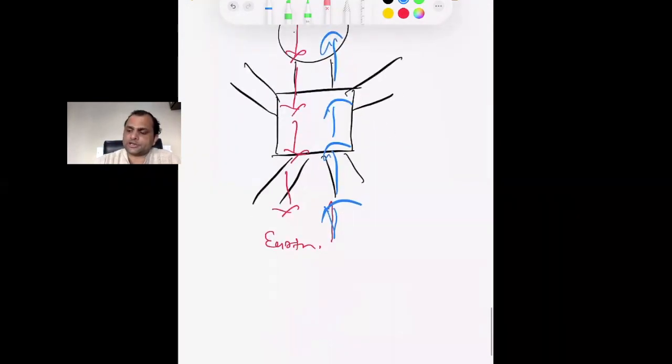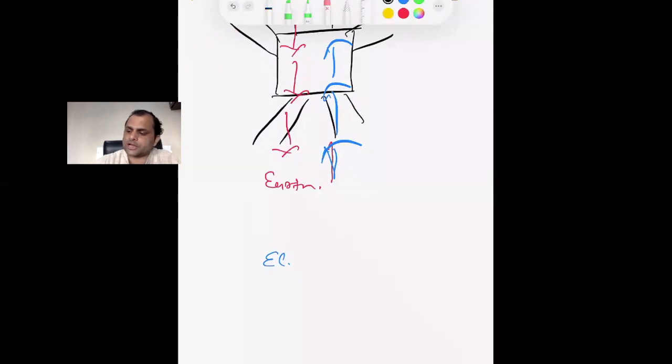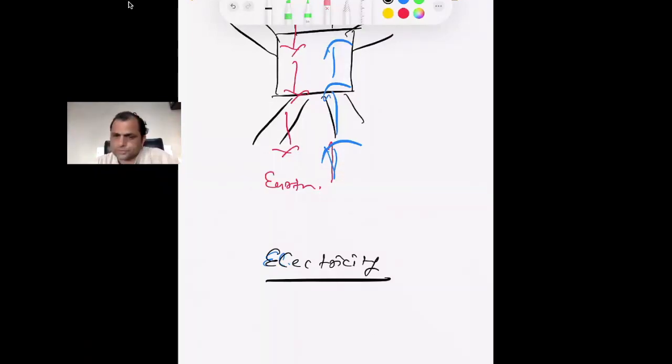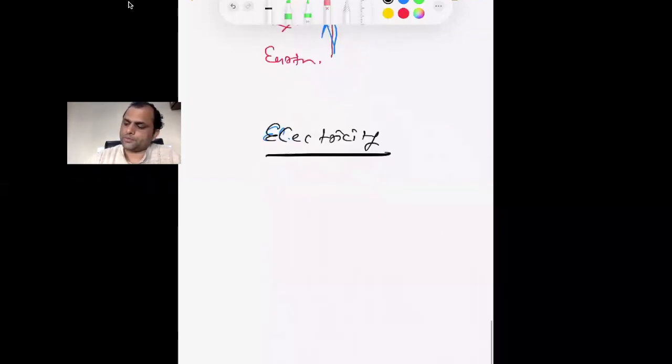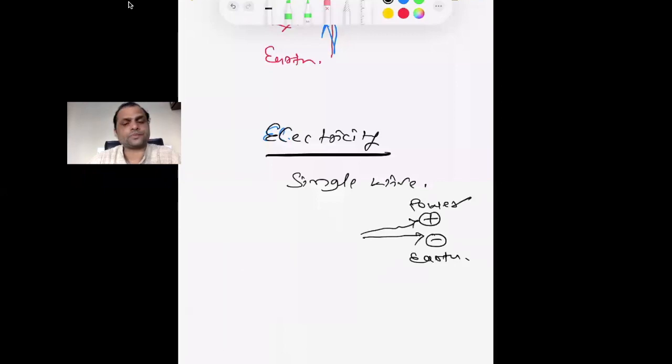Like if we want to use electricity, we cannot get electricity from a single wire. We need a minimum of two wires if we want electricity. One is plus, one is minus. One is called power and another is called earth. With the combination of power and earth, these together make one circuit and we are using the electricity.